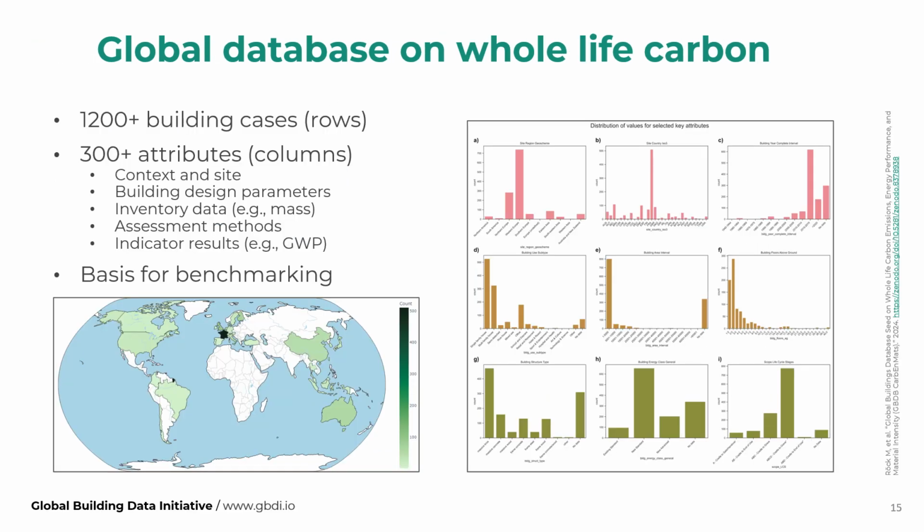Beyond Europe, we've also been working on a global database, a global data collection on this topic of whole life carbon, also on the topic of material intensity and energy performance. And we could compile more than 1,200 building cases and describe them with more than 300 attributes that cover the context and the site, the building design parameters, inventory data such as the mass of different building materials, a documentation of the assessment methods that have been deployed, and then the results, for example, for the global warming potential, for the greenhouse gas emissions of those buildings. And this database for us can really provide a basis for benchmarking in different use cases.